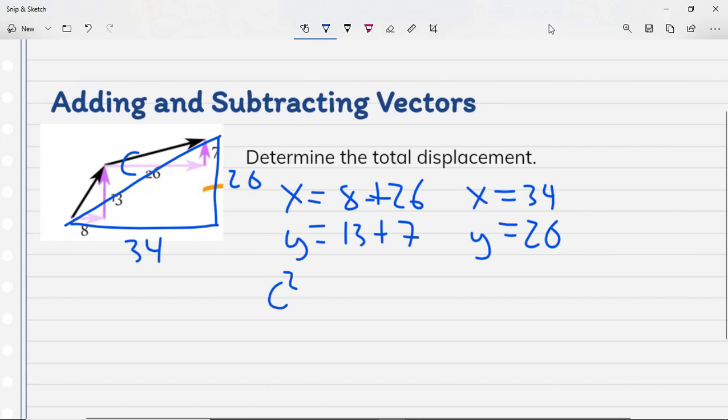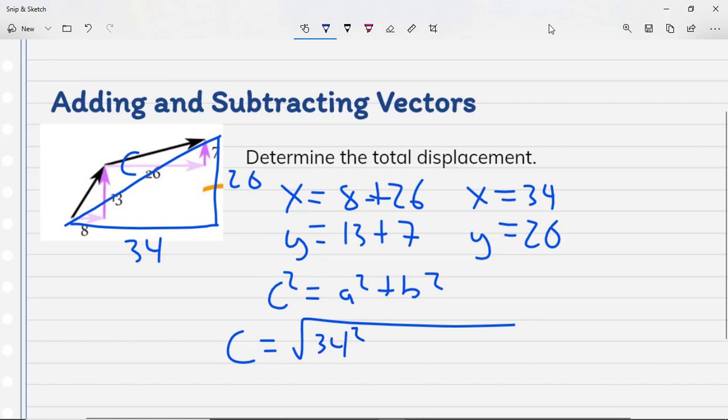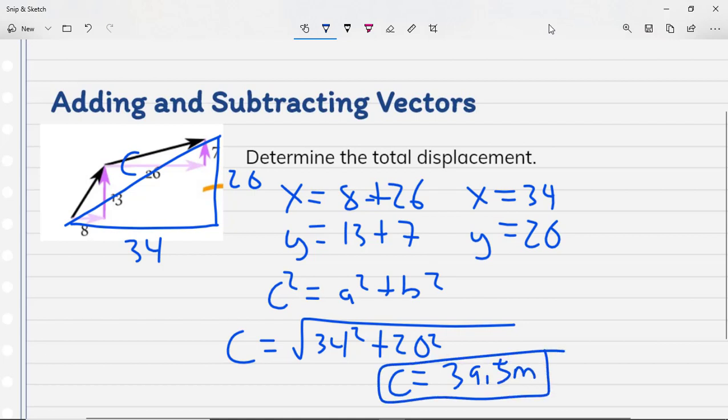Because we know that c squared is equal to a squared plus b squared. So if I isolate the variable c, we're going to get 34 squared plus 20 squared, and we're going to take the square root of whatever that answer is in order to solve for our total displacement. And when we plug that in, we get a c value of 39.5 meters. Okay. So just keep in mind you're able to add those vectors in and be able to solve for, again, whatever you're looking at. Let's move on.